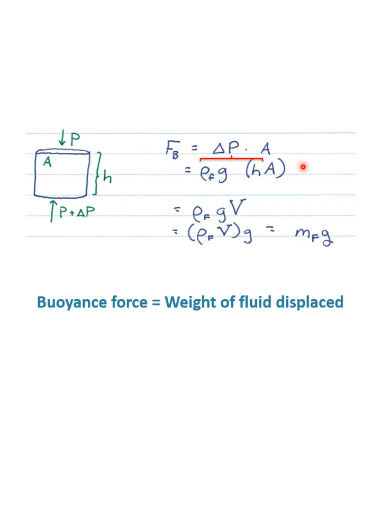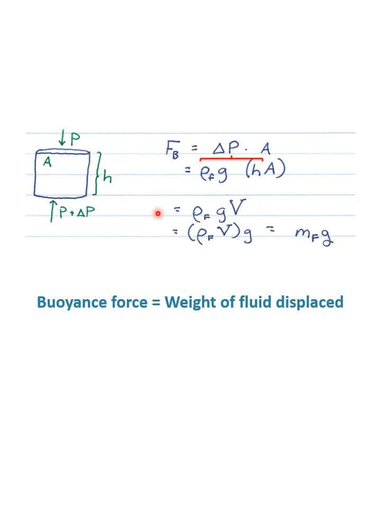And remember, the difference in pressures between two depths is the density of the fluid times g times h, which is the difference in the depths, times that cross-sectional area. We've still got that on the end of the equation. And so the buoyancy force is equal to the density of the fluid times g times volume.